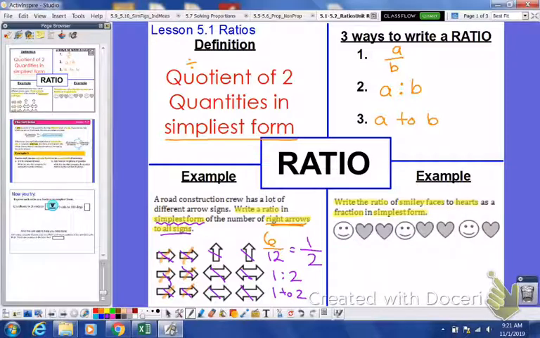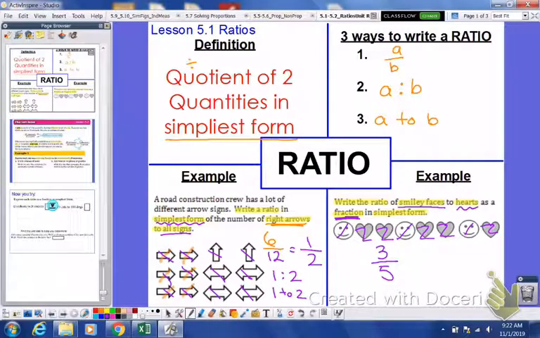Second example, write the ratio of smiley faces to hearts as a fraction in simplest form. This time we're told it must be a fraction. So smiley faces comes first. So we have 1, 2, 3 smiley faces. Then our hearts. We have 1, 2, 3, 4, 5 hearts. So 3 to 5. Again, making sure that whichever one came first in the question is our first number when we write it as our fraction.